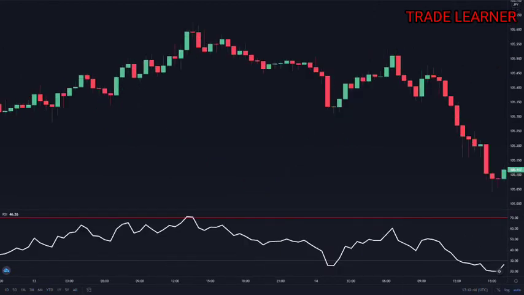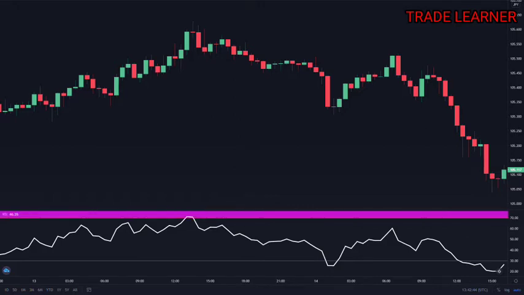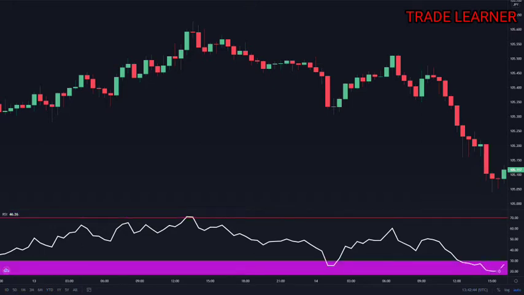So, if you open the RSI indicator, it displays a single line and 2 points, the 70 and the 30 point. If the RSI is above the 70 point, the market is considered overbought. And if the RSI is below the 30 point, the market is considered oversold.